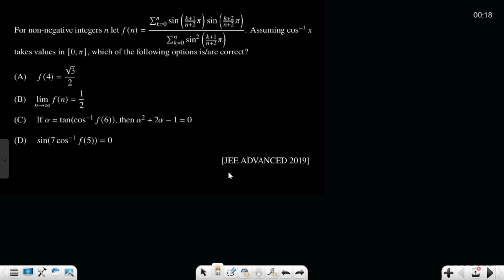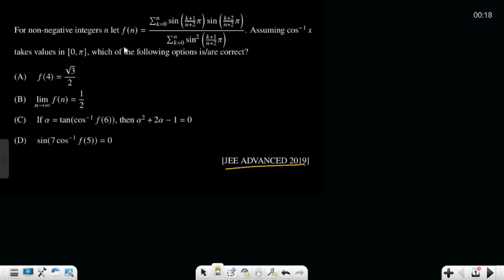Today, we will solve this problem from JEE Advanced 2019. This is an interesting problem. You must attempt this problem one time before watching the solution. Actually, what is given in the problem: f_n is equal to this for non-negative integers n.